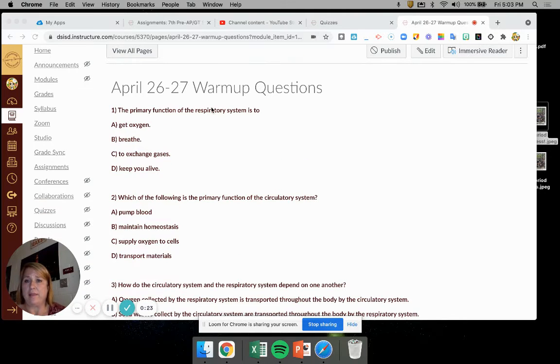Number one, the primary function of the respiratory system is to do what? Get oxygen, breathe, to exchange gases, or to keep you alive. Well, the respiratory system helps you do all of those things. It allows you to take in oxygen. That's breathing. Breathing keeps you alive, but that's forgetting about the carbon dioxide part of it.